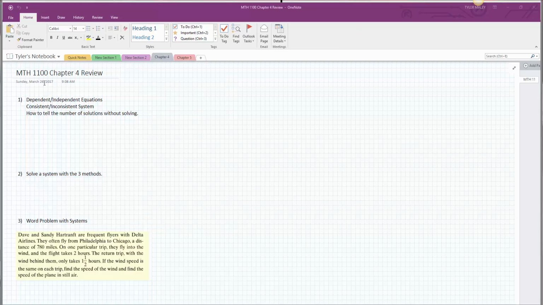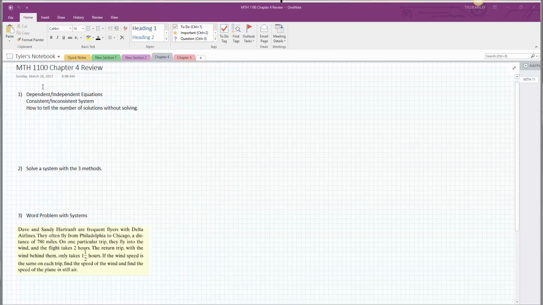So in chapter 4, the first thing that some people had asked about is how to identify when something's a dependent or independent equations and so forth. So I thought it would be helpful just to go through the different scenarios.